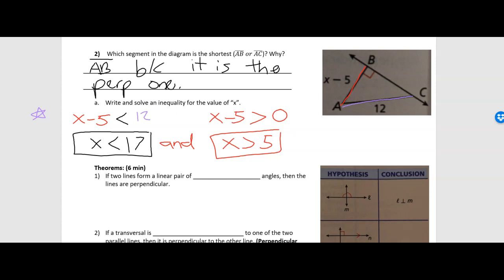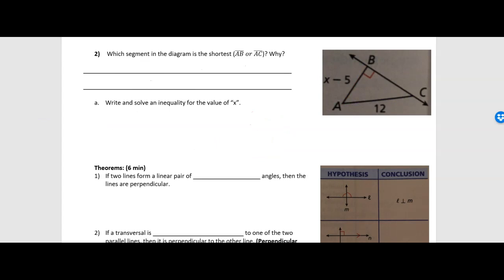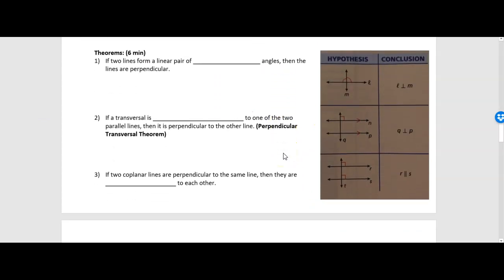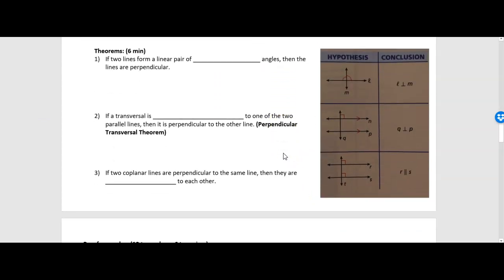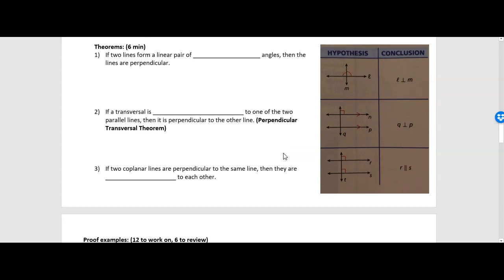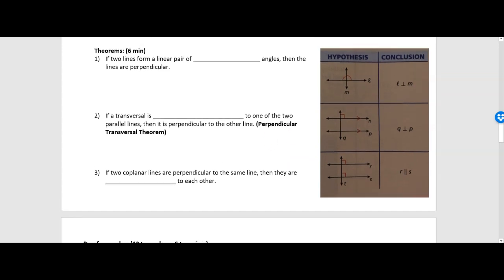All right, so those are a couple of examples of diagram problems. Let's now talk about some theorems. And we'll try to get through this video in one shot, maybe a little long, but well, we'll see. So we have three theorems here.